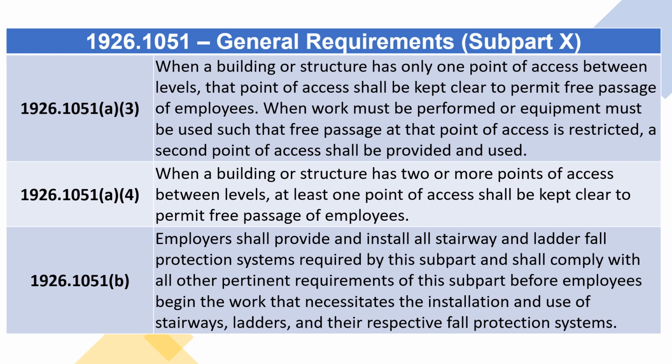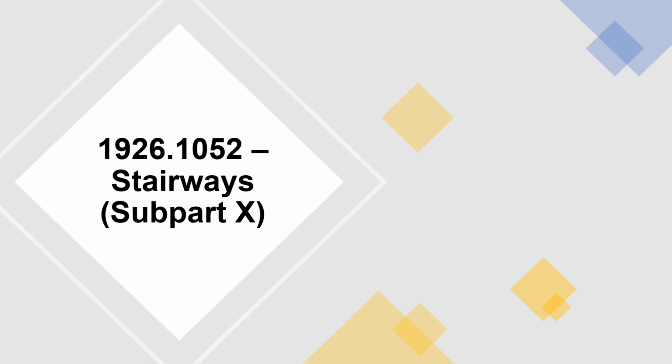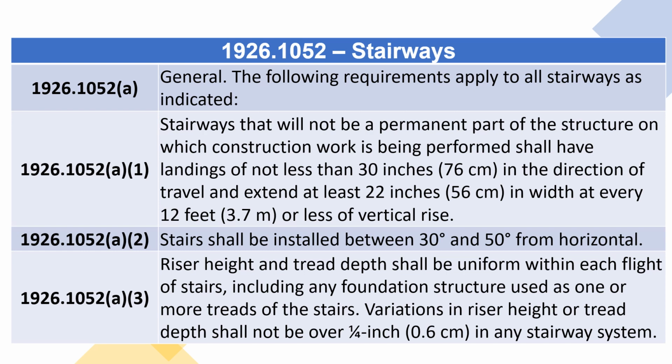1926.1051(b). Employers shall provide and install all stairway and ladder fall protection systems required by this subpart and shall comply with all other pertinent requirements of this subpart before employees begin the work that necessitates the installation and use of stairways, ladders, and their respective fall protection systems. 1926.1052, Stairways. 1926.1052(a). General. The following requirements apply to all stairways as indicated.